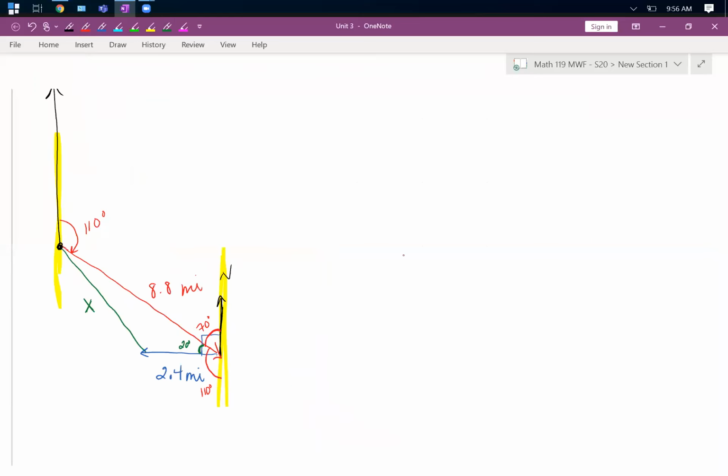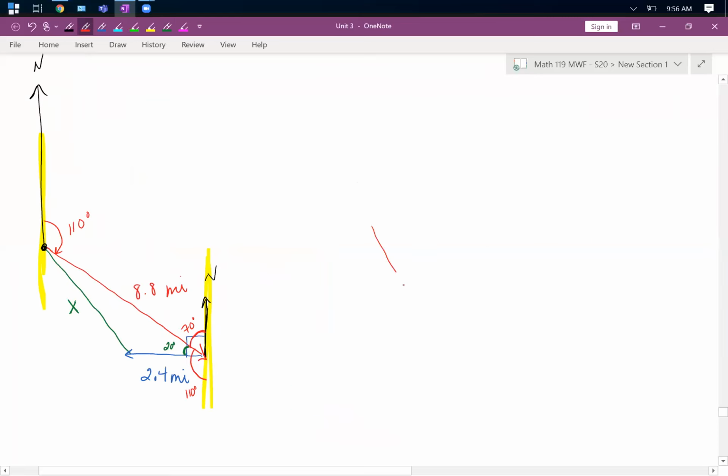And now I'm going to break out this triangle. So that's 8.8, 20 degrees, 2.4, and we're looking for x. This is not a right triangle, so SOHCAHTOA will not apply. What are we going to have to use instead? Law of cosines. We're going to have to use law of cosines because we do not have a right angle.